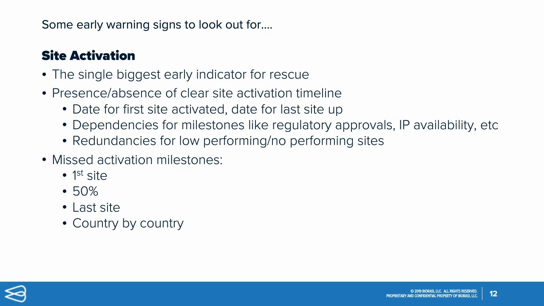And then also, really just tracking each of these milestones. And if any of these are missed, that's your first early indicator. So you should definitely have milestones around when the first site is going to be activated, when half of the sites are going to be activated, and when all the sites should be activated. And this should be done on a country-by-country basis, so that your study team can look at and track this activity. And if any of these are missed, that's your first red flag that down the line something may happen.